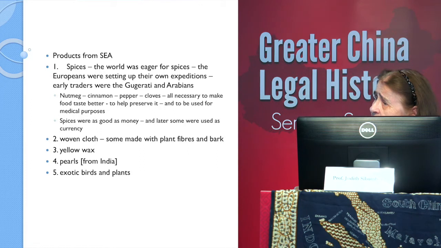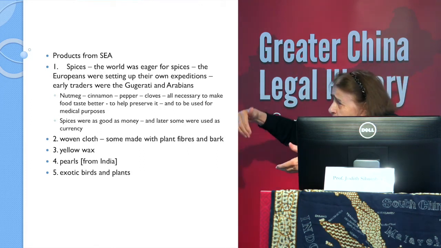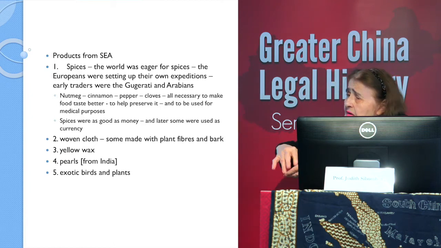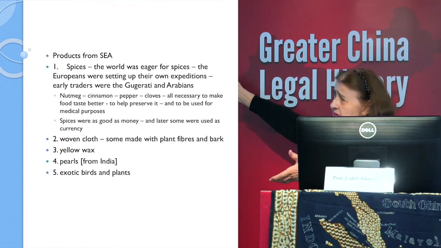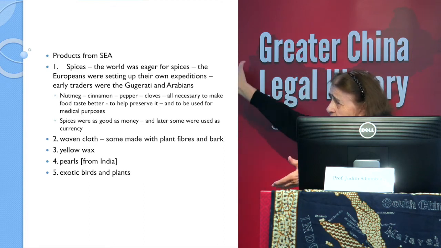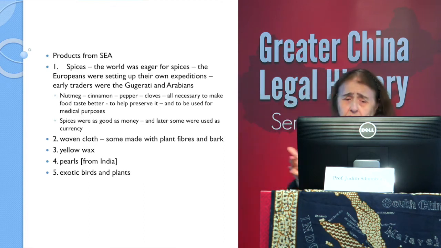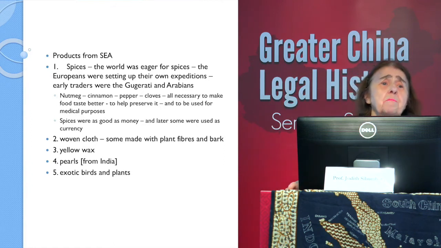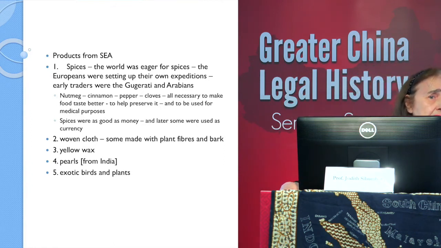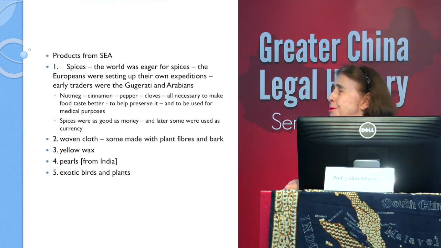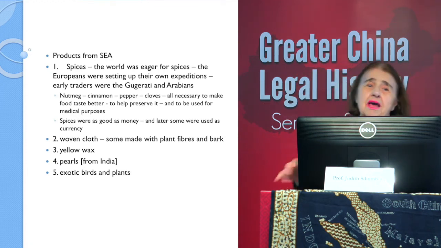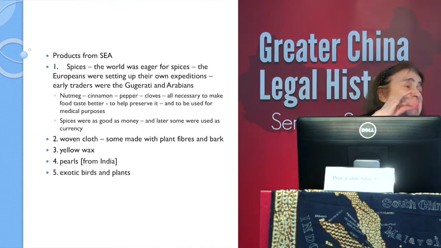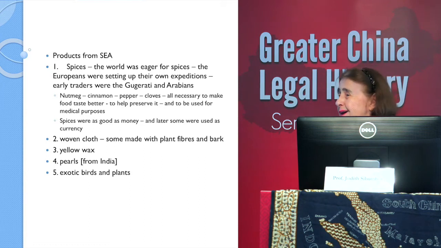This is batik. It's not the best batik, but they were making batik and putting silk and gold threads. They still do. I've got a lot of Malaysian Kelantanese batik sarongs with the silk and gold thread through them in the design. Yellow wax for the things. And the pearls. Pearls mostly came from India. Exotic birds and plants. So you'd have a sweet singing bird coming up. I don't know how they survived, the poor little things, in the cold weather.